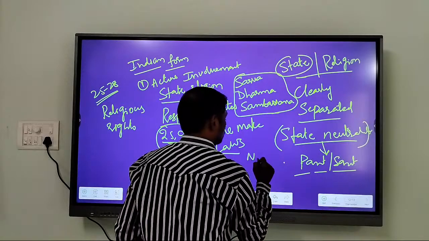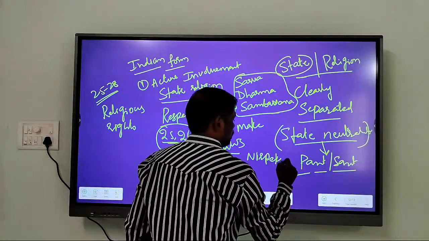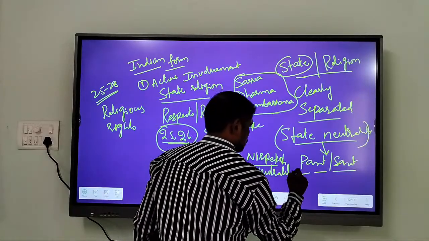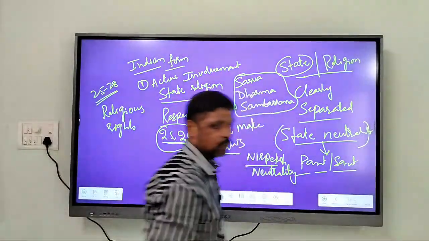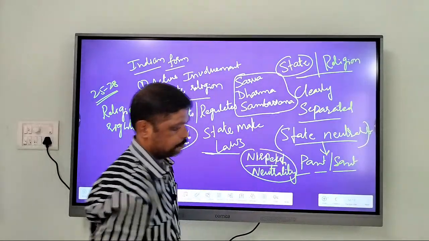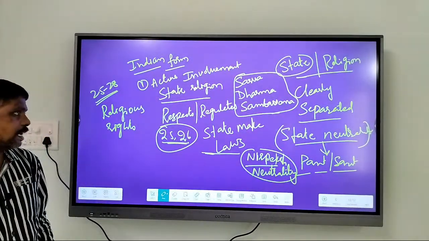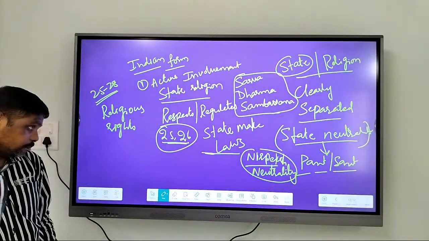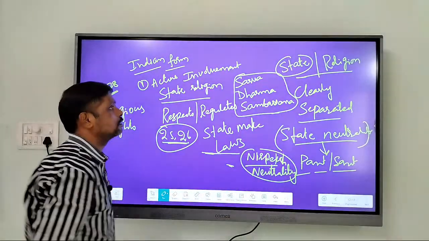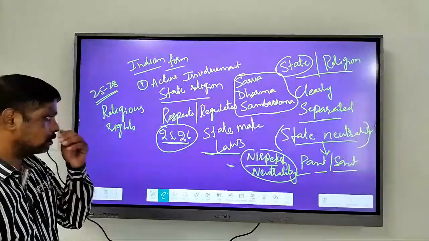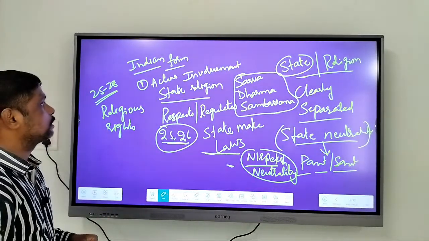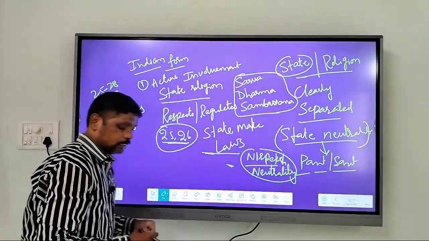So nirpeksh denotes neutrality. Nirpeksh denotes neutrality, right. So this is what about the concept of secularism in India.